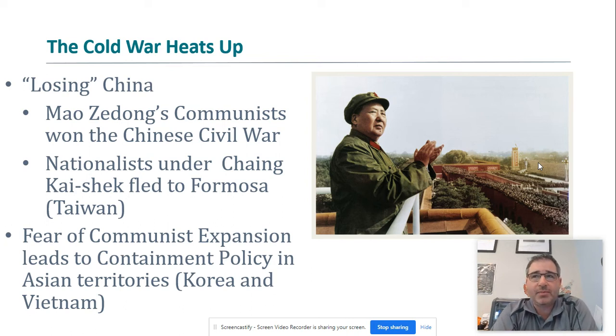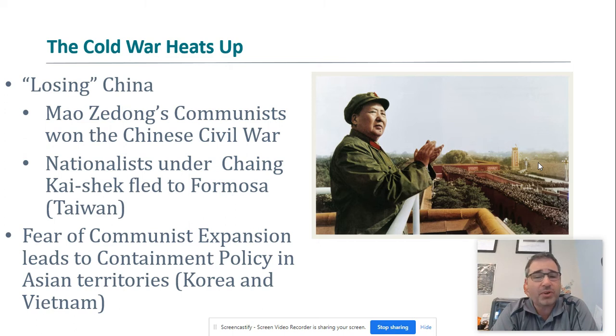The Cold War heats up in the late 40s going into the 1950s. One of the biggest events was when China became communist. Led by their chairman, Mao Zedong, the communists won the Chinese Civil War against the Chinese nationalists who had been led by Chiang Kai-shek. Chiang Kai-shek and his nationalists flee from China, which is now controlled by the communists, and go to the island of Formosa, which they begin calling Taiwan.